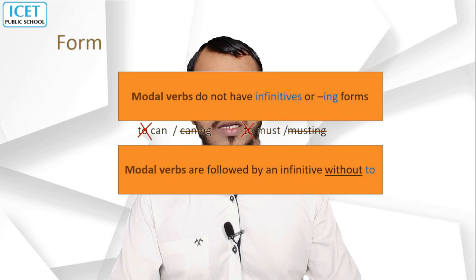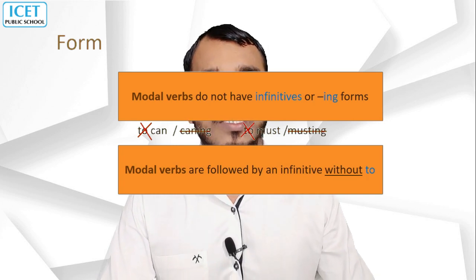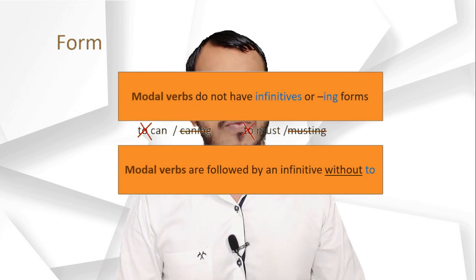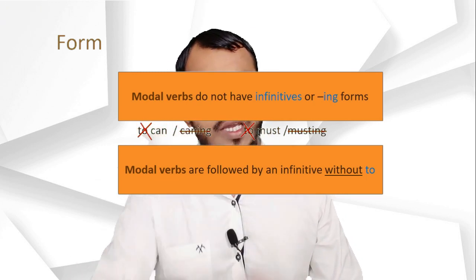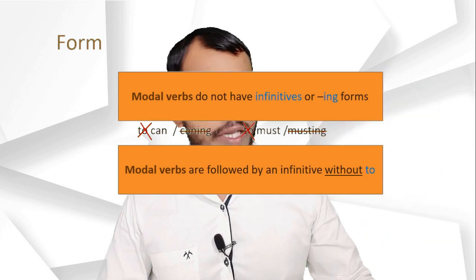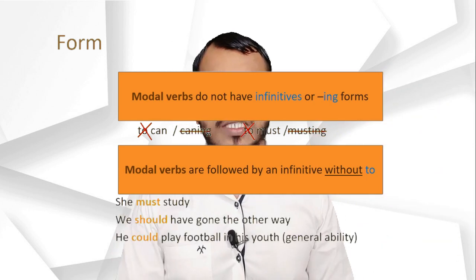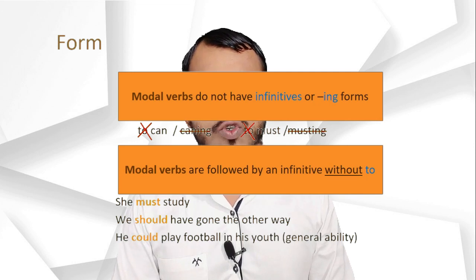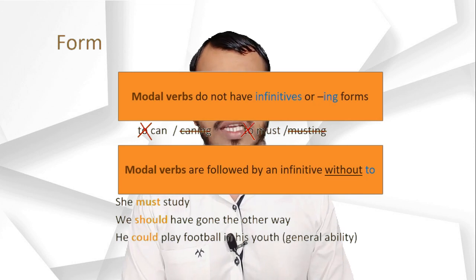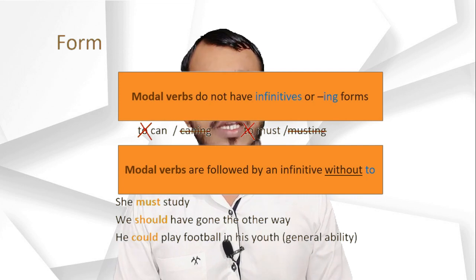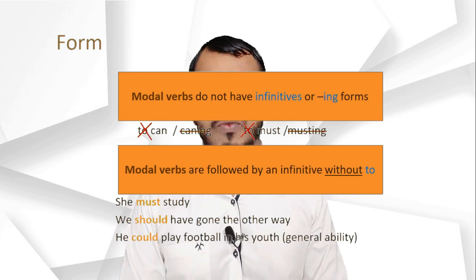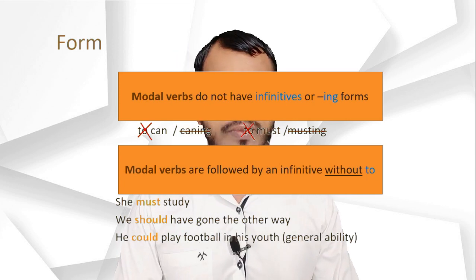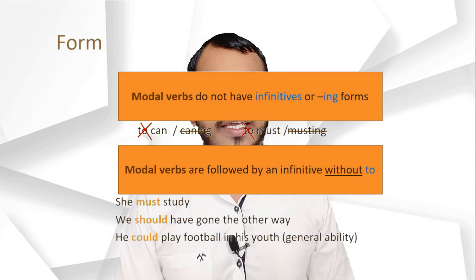Modal verbs are followed by an infinitive without to. So modals will always be followed by a verb without to. We can use to along with the main verb only. He must study. "He to must study" or anything like that is wrong. He must study only. We should have gone the other way. He could play football in his youth. That shows general ability.